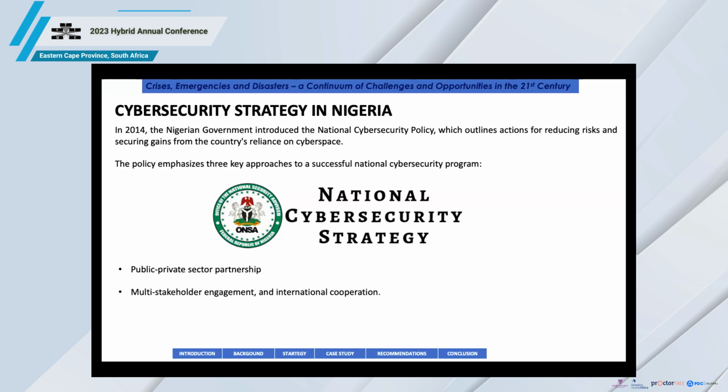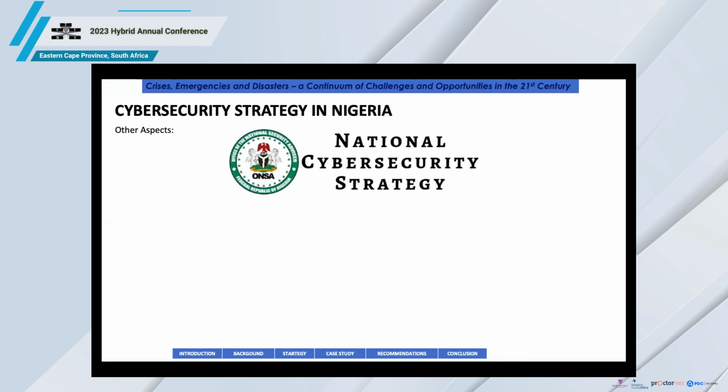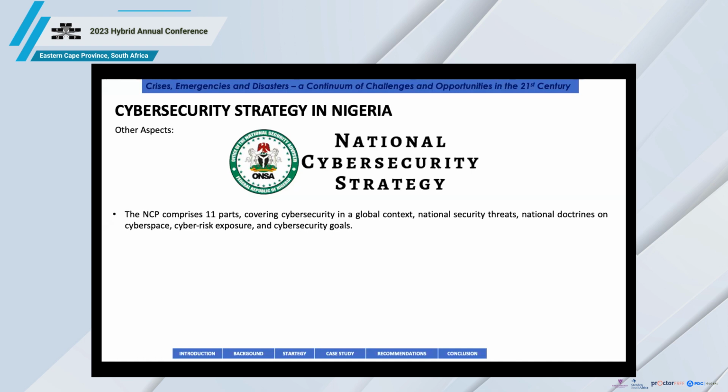Now, other stakeholders, adding not only between the private and public sector, if you have multi-stakeholder engagement or international corporations like we already have in some of the universities, this also applies, and also to strengthen the governance and trust in the cyberspace, basically. So other aspects of the cybersecurity strategy include other parts of the document in 11 parts.